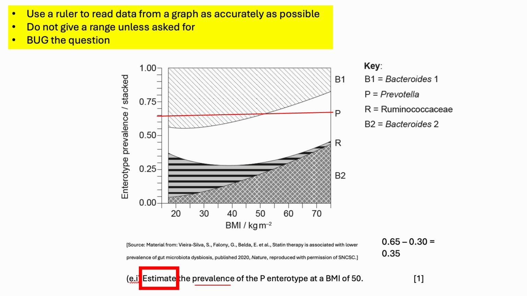You're going to give a straightforward answer. Underline the key terms. So here prevalence, which is what's on the y-axis. P enterotype, which is here on the graph. BMI of 50, so we're going up here. So your next job is to draw a line up from 50. Then this is actually a stacked line graph, so you're going to go to the highest point and go across, and then you're going to go to the lowest point and draw across. Then you can take your 0.65 reading off the scale minus your 0.30, you get an answer of 0.35.